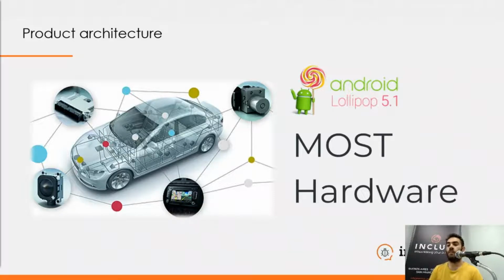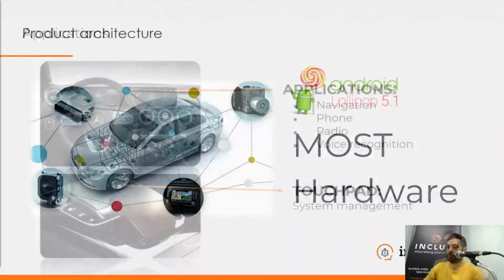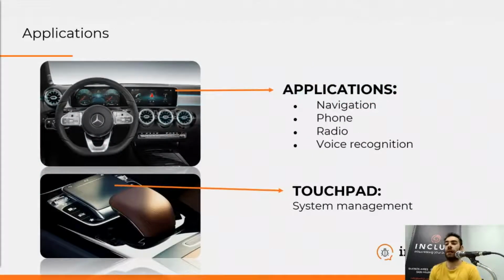Our system and the hardware is connected by a MOST ring, that is a protocol that allows sending and receiving different information through the system inside the car. Our system has different applications, and we will explain some of the main applications that we have to test and automate the testing. The applications are navigation, phone, radio, and voice recognition.